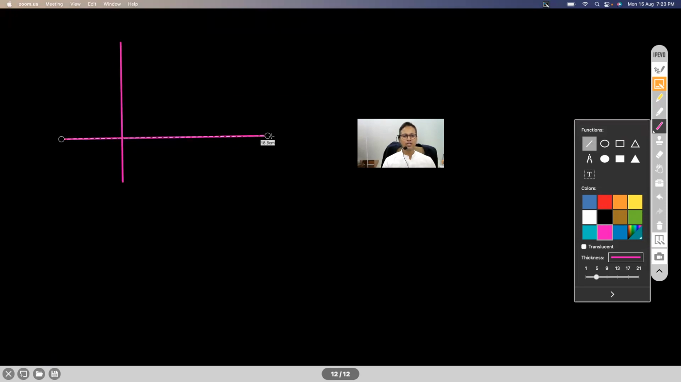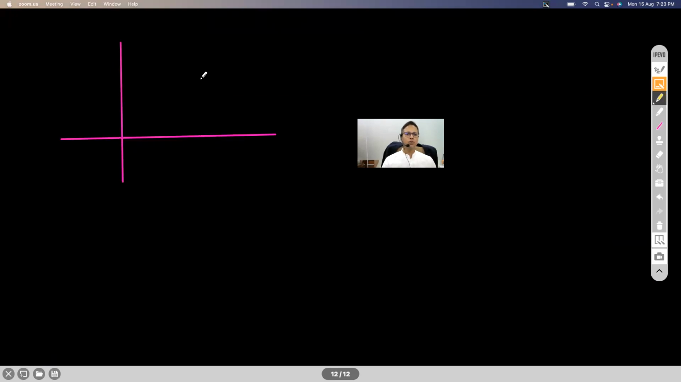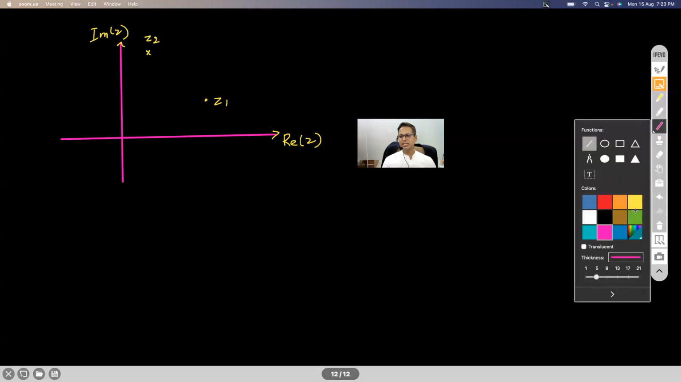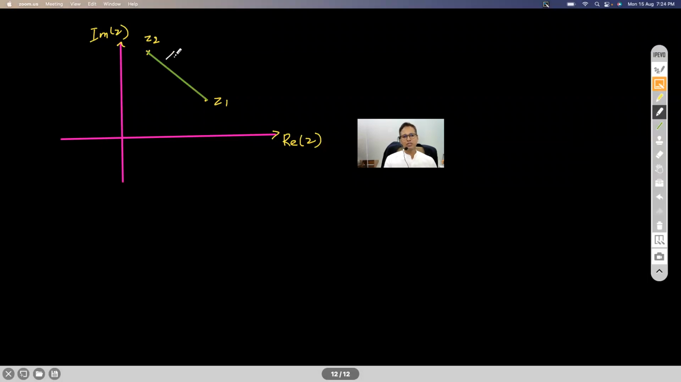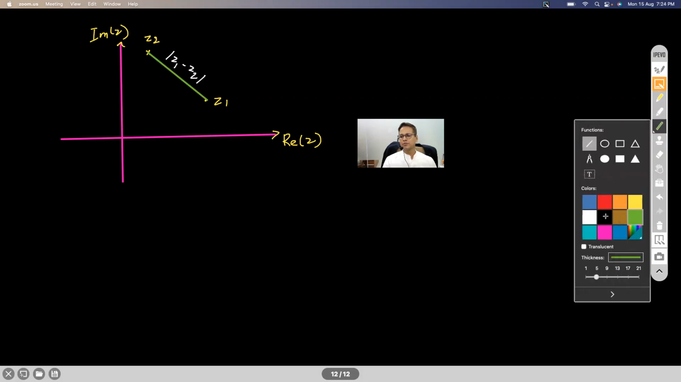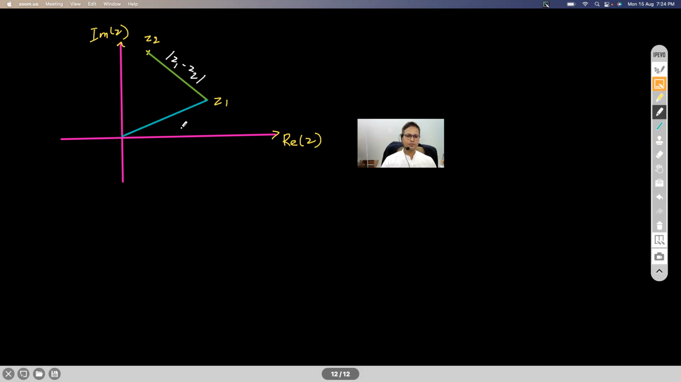Not to worry. So now two more triangle inequalities we are going to talk about. Now we have already seen that if these are the two complex numbers z1 and z2, this distance is what we call mod z1 minus z2. Am I right? And this distance is mod z1. And this distance is mod z2.